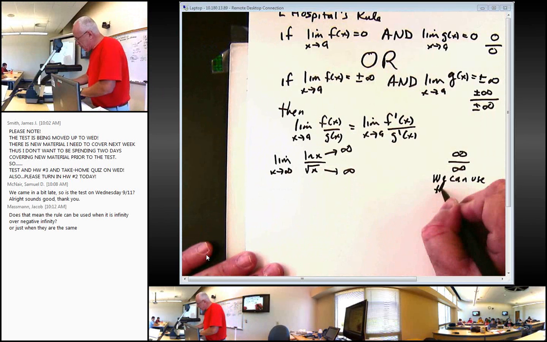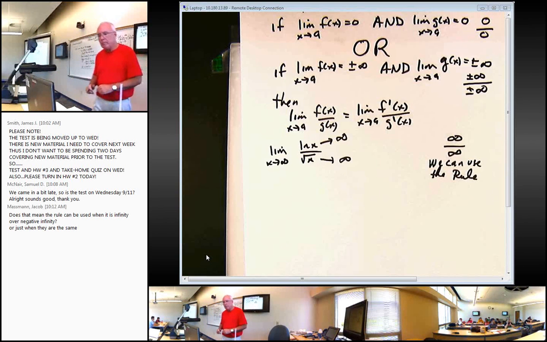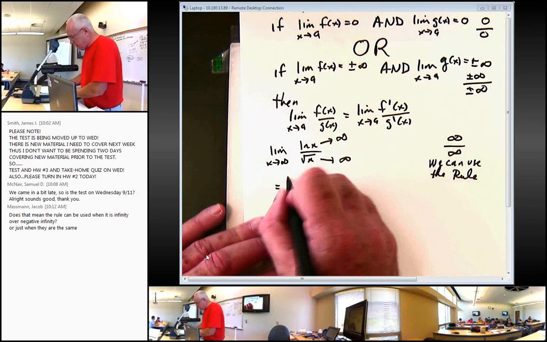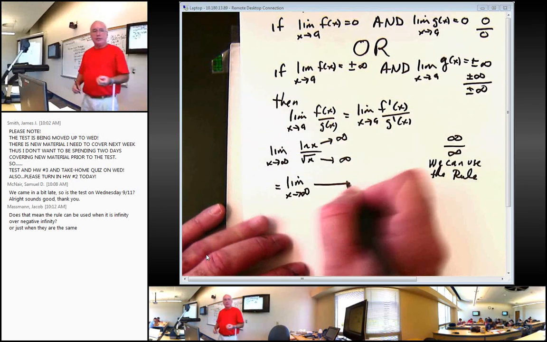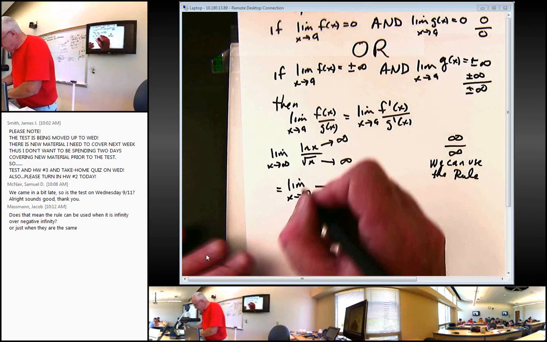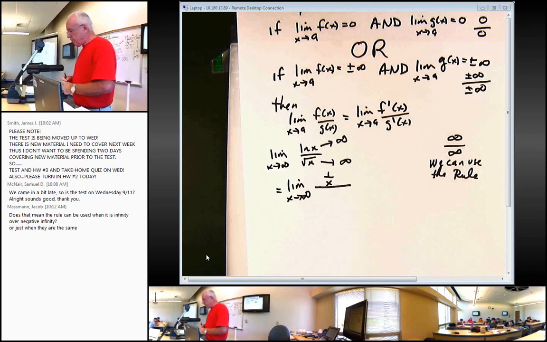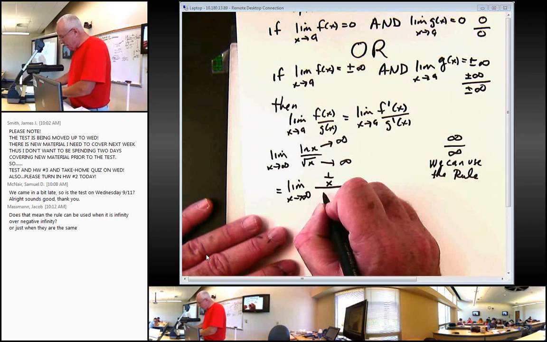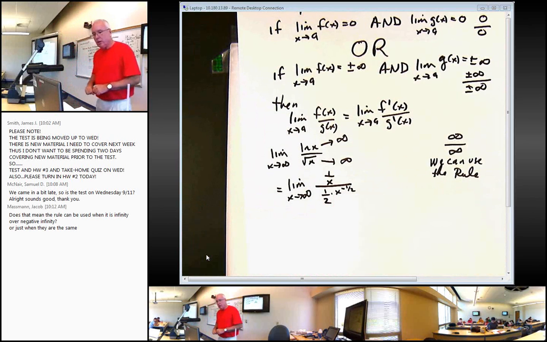So we can use this rule. And instead of just keep writing down L'Hopital, I'm just going to say we can use the rule. All right. So let's look at the derivatives then. So this is going to equal the limit as x approaches infinity. Well, what's the derivative of the natural log? It is 1 over x. So we put that in the numerator. Now what's the derivative of the square root of x? Well, when we work that out, it's going to be 1/2 times x to the negative 1/2 power.